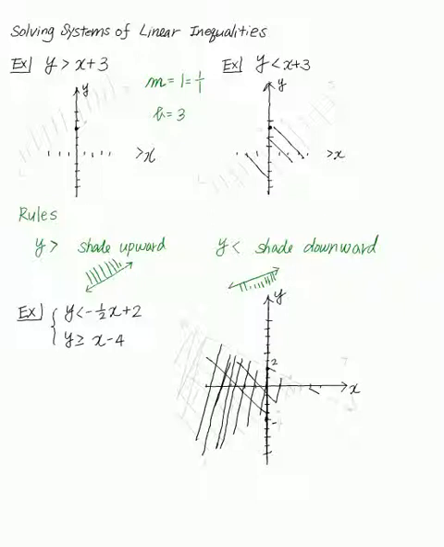The slope is 1 over 1, so we're going to rise 1 and run 1 and put a little dot there. Now notice that y is strictly bigger than. That means we are going to have a dotted line, because we are not going to include the line y equals x plus 3 in this case. So we're going to have a nice dotted line.